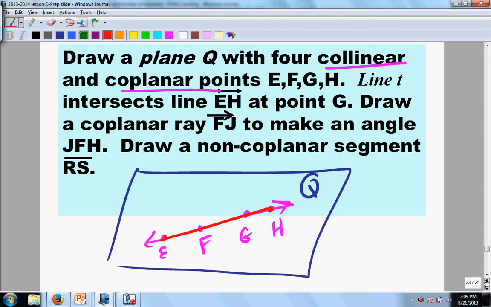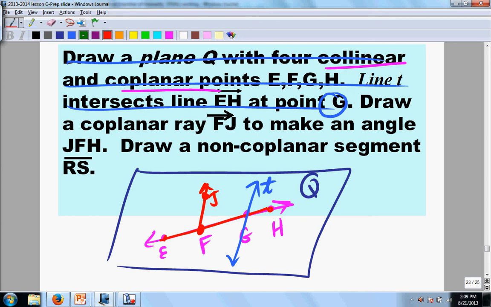Okay, then I have a line T intersecting that line at G. So I got through G, I have a T line, lowercase cursive by the arrow. Okay, cross that out, we're good right there. Then it says draw a coplanar FJ, here's that same F, to make an angle JFH. It doesn't matter which way it angles, but here's the J, and then I have JFH right there, like so. Then draw a non-coplanar segment, so off the plane, anywhere, RS.